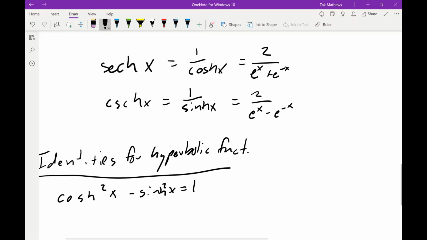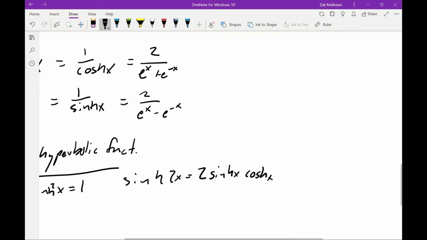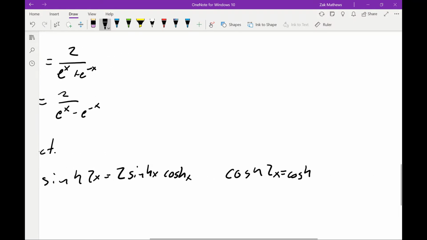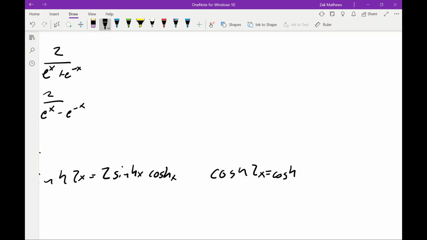And so if we think about our other double angle formulas, we would have sinh 2x is equal to 2 sinh cosh, which is exactly the double angle formula. And then we can write cosh of 2x is equal to cosh squared plus sinh squared, which is another of our double angle formulas.